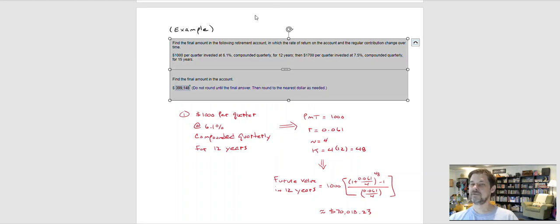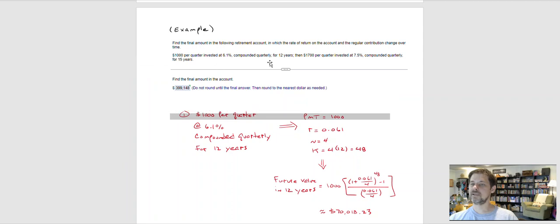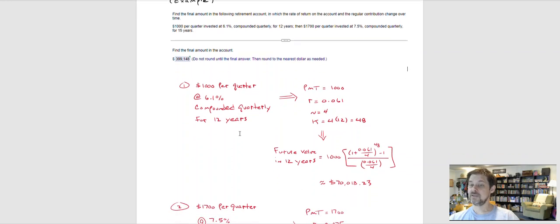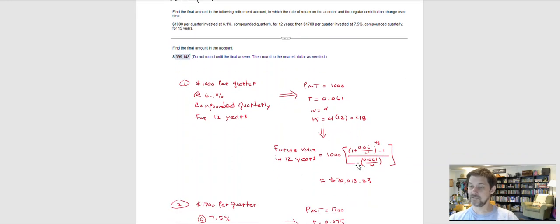So it's like after the first 12 years, after the first annuity, the payment and the rate change. Okay? All right, that's what it says. Now, how about this? Rather than think this all through right now, how about we just figure out what each one of these is going to be worth on its own? In other words, if I pay $1,000 per quarter at 6.1% compounded quarterly for 12 years, then we could use that formula I introduced above to figure out what that all is going to be worth at the end of 12 years, right?